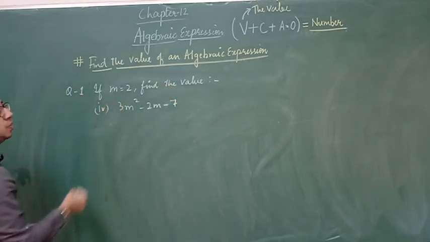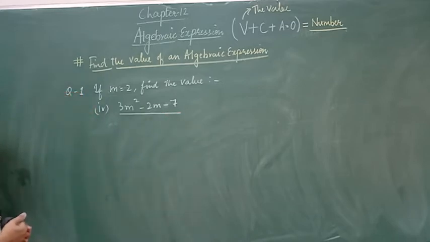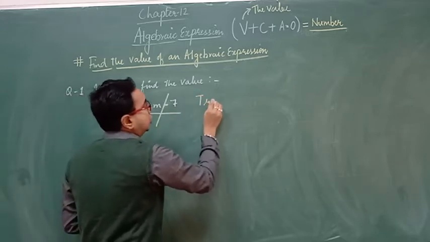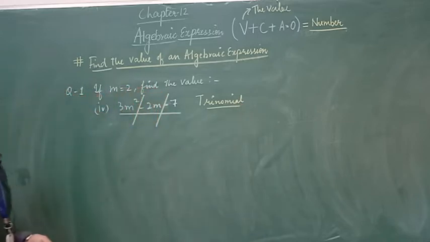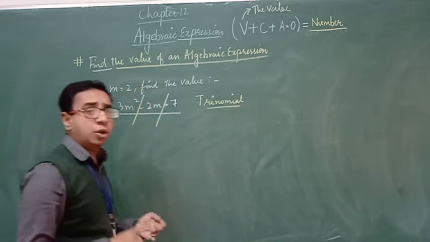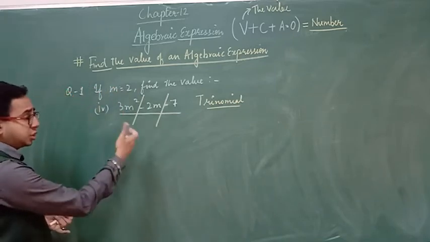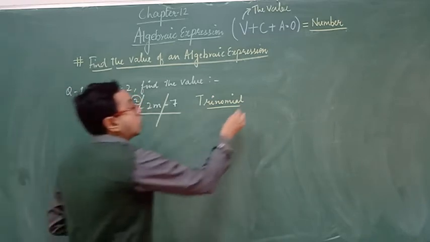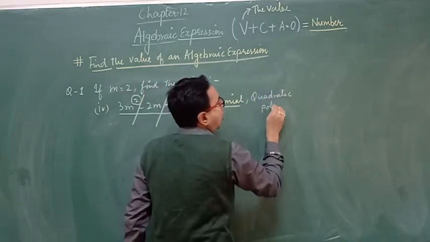Okay. First of all, I'll give you a few important instructions about this. First of all, how many terms are there in this algebraic expression? There are 3 terms, right? So it is a trinomial. Do this exercise daily. Whenever you are solving any algebraic expression question, try to analyze the number of terms. Try to analyze the degree also. Now what is the degree of this polynomial? The highest power is 2, right? Hence we will call it a quadratic polynomial or algebraic expression.